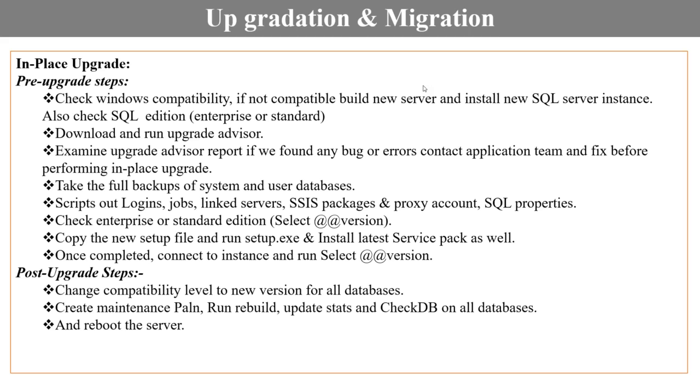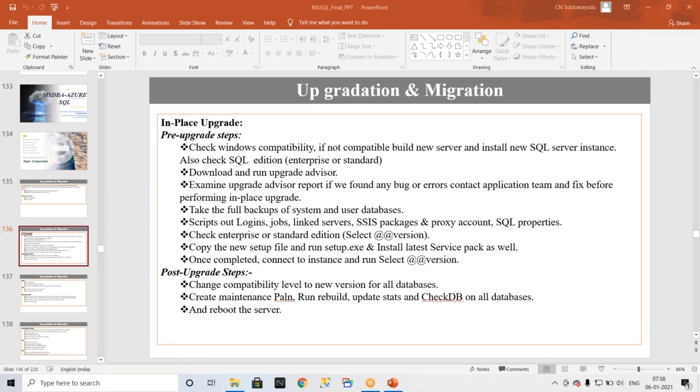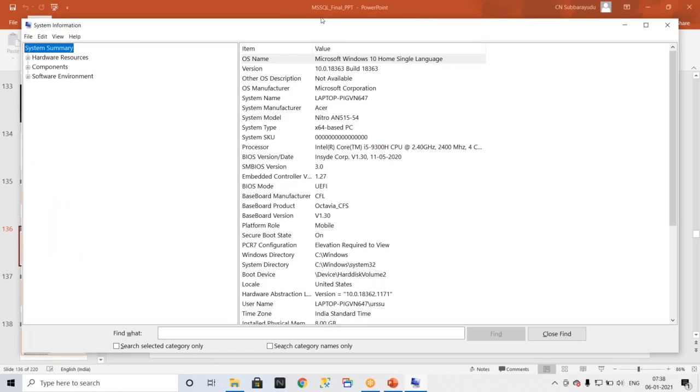Connect to the physical server. Run MS Info 32. Connect to the physical server and first check what your operating system is.